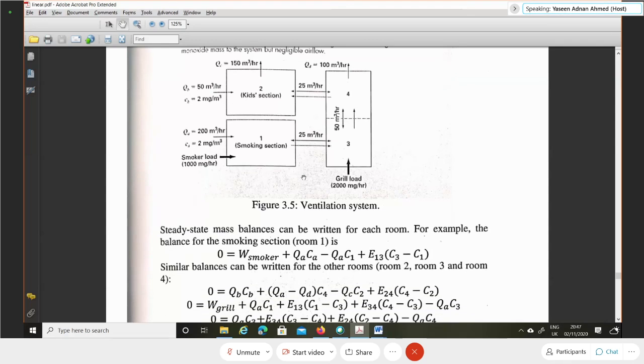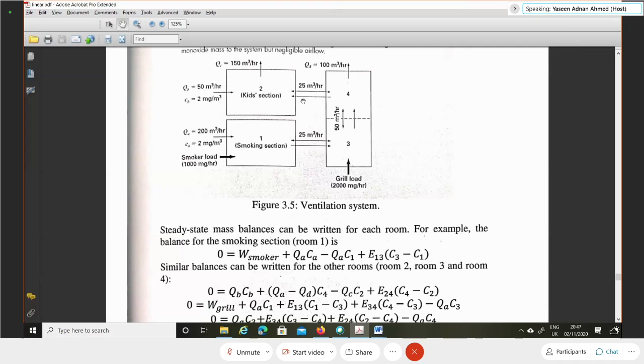Next you go to room number 2. How about this one? In this case, it's coming, so that is QA multiplied by CB. That's good. Then what else? Then this is also coming. This one is also coming, so in this case it's coming from C4.